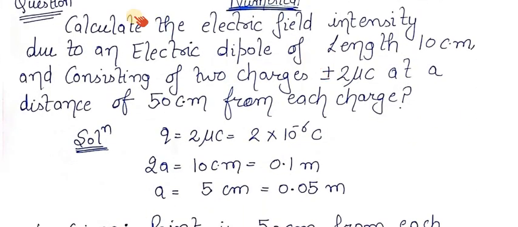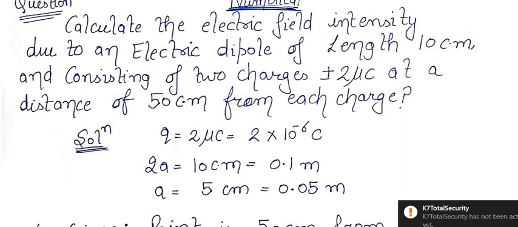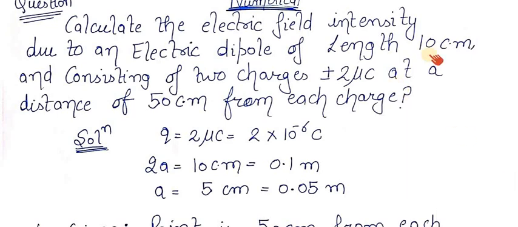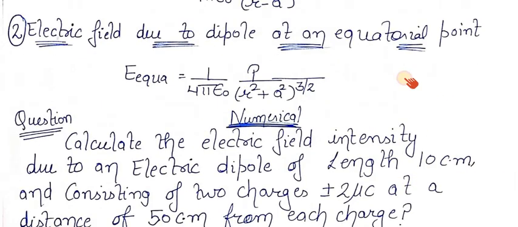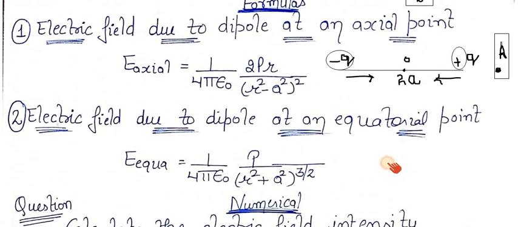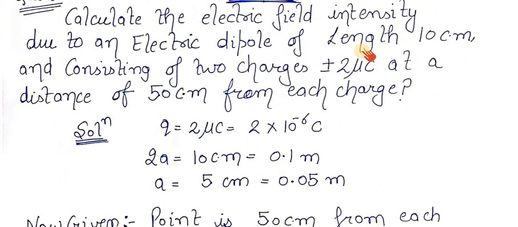Okay, so calculate the electric field intensity due to an electric dipole of length 10 centimeter. That means the length of the dipole is 10 centimeter. So what is given to you? The length of the dipole. That means 2a is given to you, right? Because 2a is the length of the dipole, 2a is equal to 10 centimeter. When you convert into meter, it will become 0.1 meter, right?